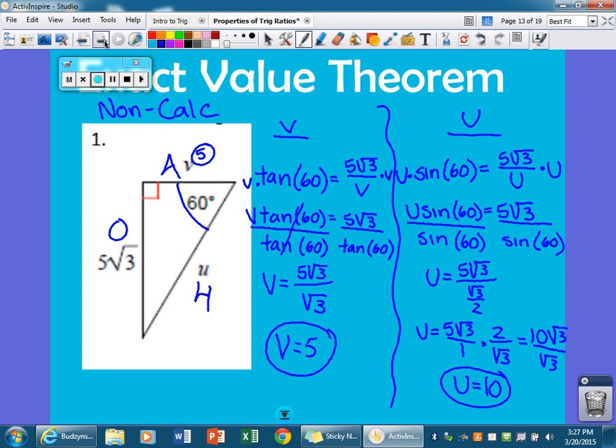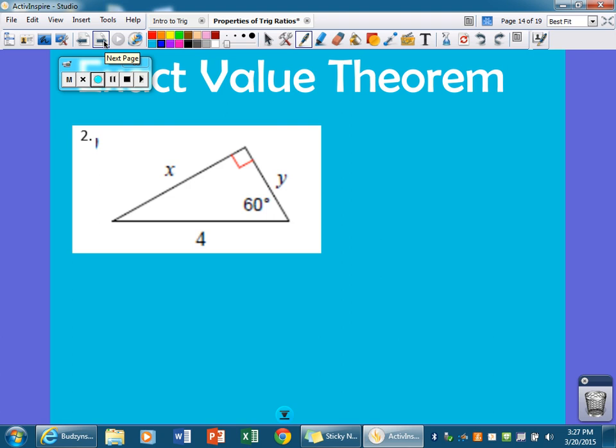Alright, here's the other one. Alright, so here's my angle I'm missing. I go over, this is my O, this is my H, and this is my A. Alright, I'll do X over here, and I'll do Y over here. So if I'm doing X first, that's O, and I have H, so that means it's going to be sine of 60 equals O over H, X over 4. Times 4 on both sides.